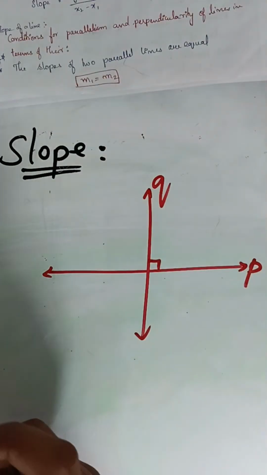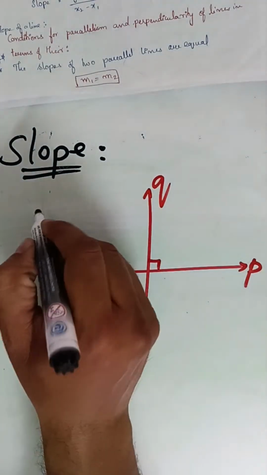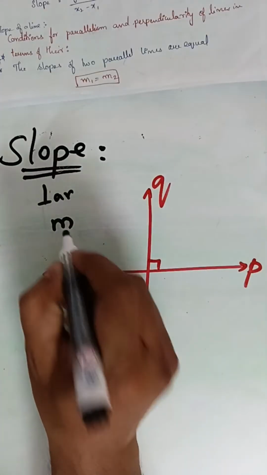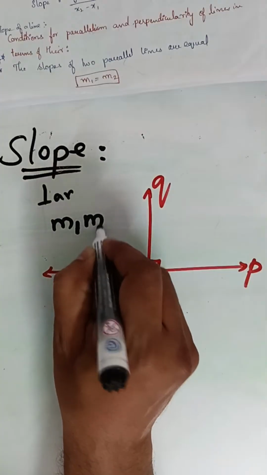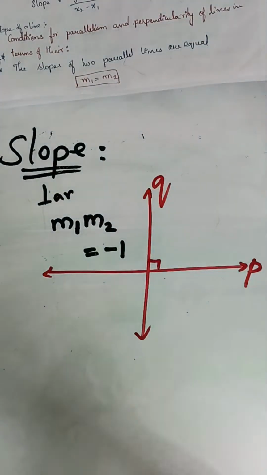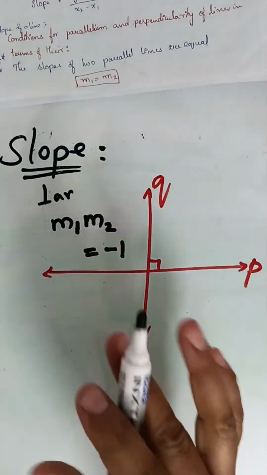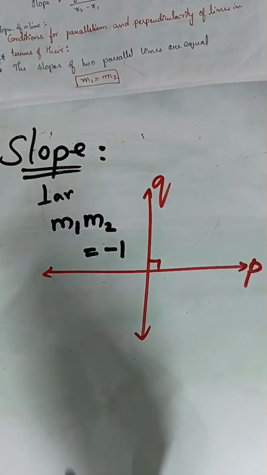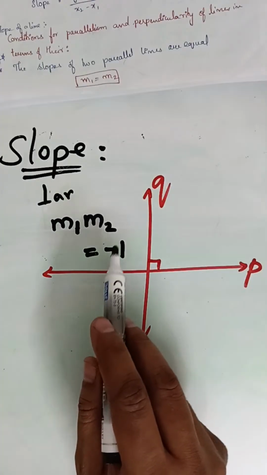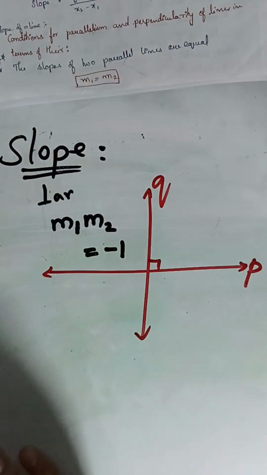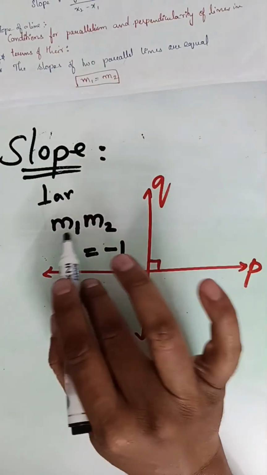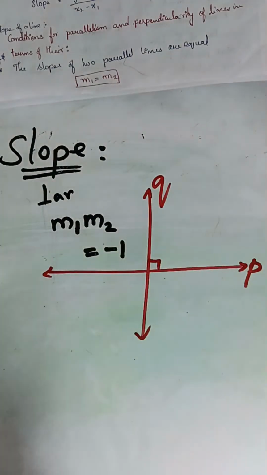Let's see the formula first. When two lines are perpendicular, if you multiply the slope of the first line and the slope of the second line, the product we get is -1. We can use this vice versa. If the slopes of any two lines multiplied give -1, the two lines are perpendicular. Or the other way, if two lines are perpendicular, multiplying the slopes gives -1.